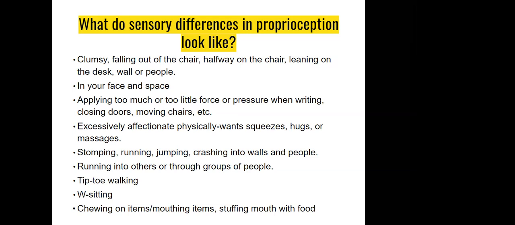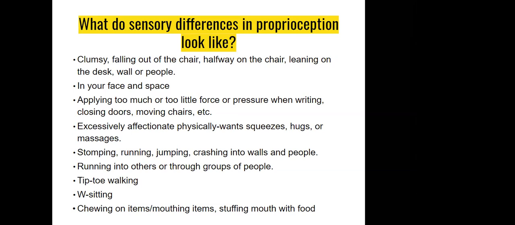So some of what these might look like are that the kiddo or the student or your child might be clumsy, falling out of the chairs, halfway on the chair, not really knowing that they're about to fall out of their chair, leaning on things, desks, walls, or people. They might not be aware of personal space. So they're in your face or in your bubble. They're applying too much pressure or too little pressure when writing, closing doors, moving chairs.